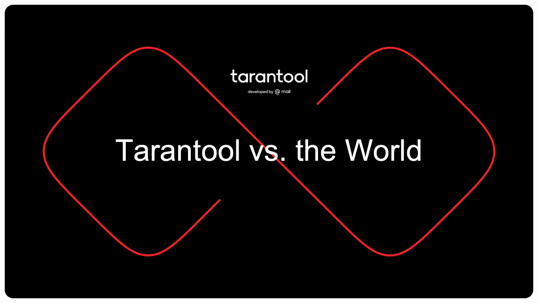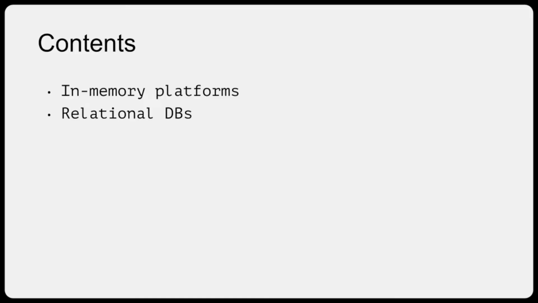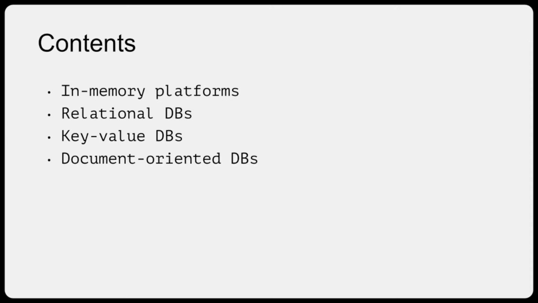In this video, we are going to compare TarantoolDB to other well-known technologies. There are many ways to do this comparison, but I am interested in 5 main groups: in-memory platforms, relational databases, key-value databases, document-oriented databases, and column-oriented databases.